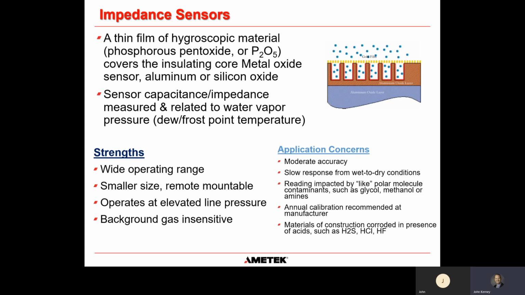Typically, these sensors are calibrated on some kind of an annual or semi-annual basis with the manufacturers that produce those. So you want to make sure you're calibrating those regularly so you have good measurements. And obviously, we have different metals that we're using as part of the sensor construction. So anything that could potentially attack the metal, such as aggressive acids, for example, you want to just be aware of if you have any of those in your process.